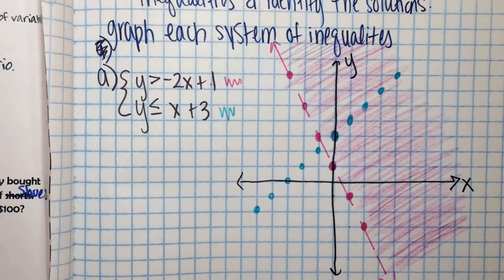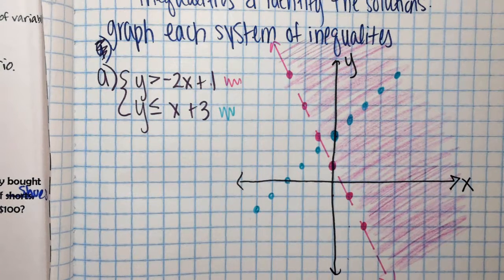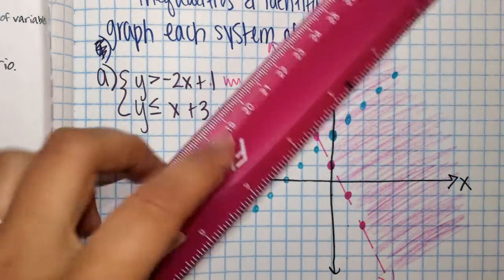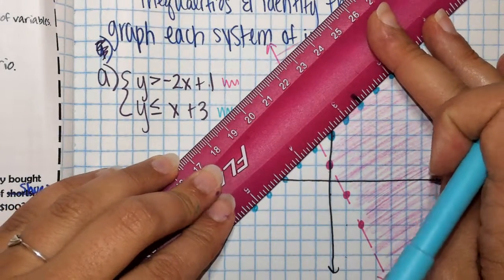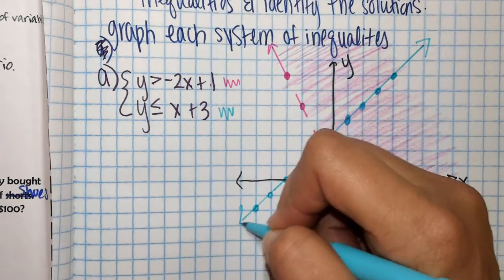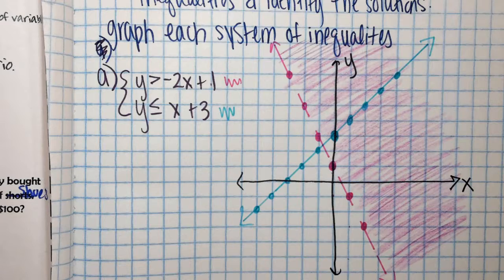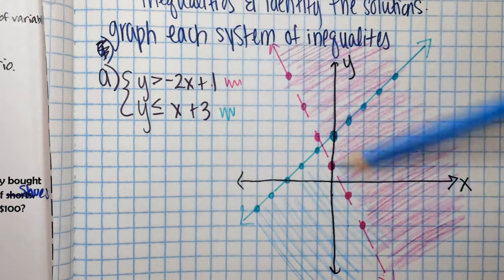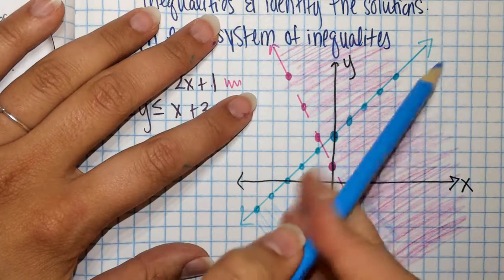Now, when we graphed our system of equations, we wanted them to intersect at one point, right? And that point was our solution. With a system of inequalities, we have multiple solutions. So am I going to connect this with a solid line or a dashed line? A solid. And am I going to shade above or below? Below. Look at that. Our colors are going to overlap.